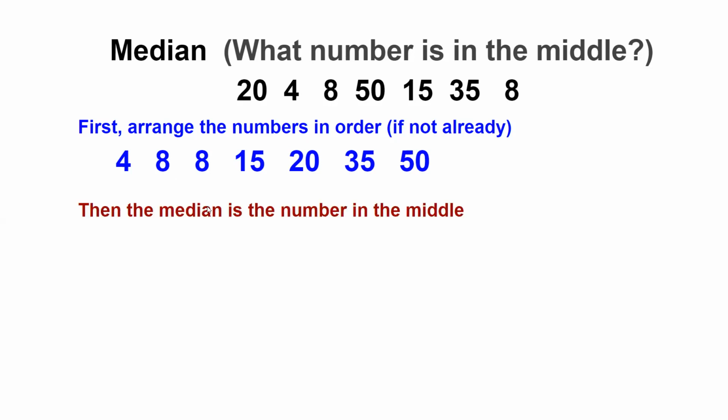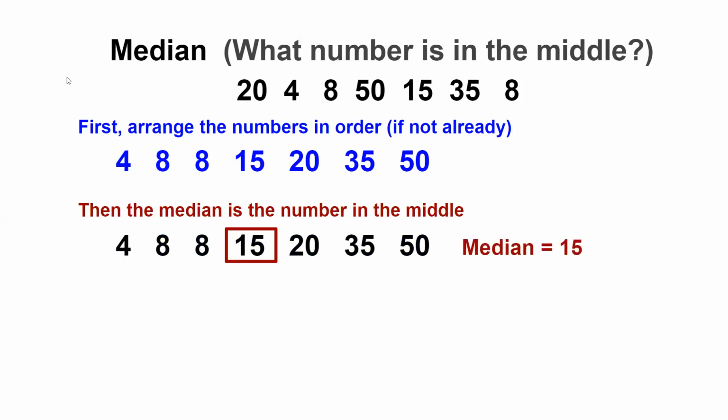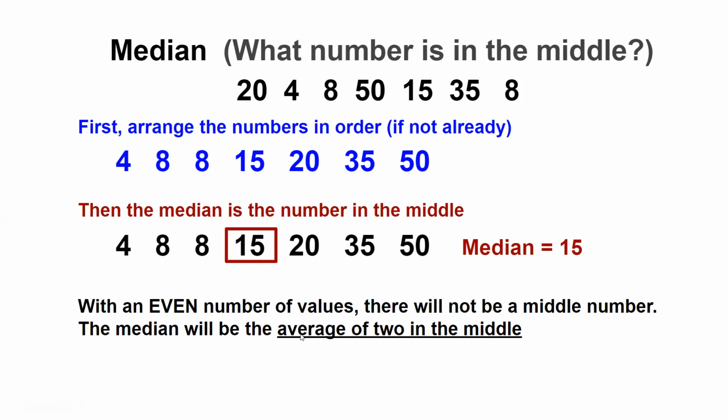Next, the median will be the number in the middle. Because we have an odd number of values here, 7, the median will be the number right in the middle. Notice there are 3 on the left and 3 on the right. So 15 is right in the middle. That is our median.